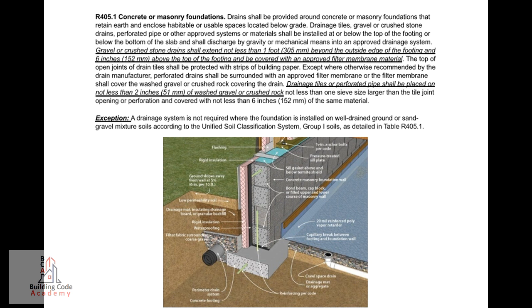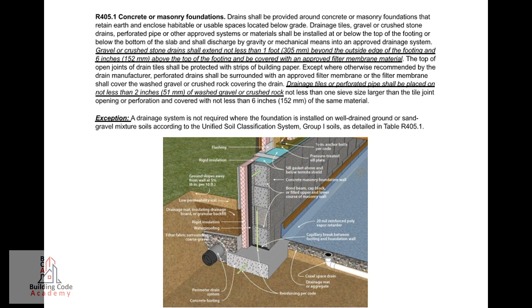Gravel or crushed stone drains shall extend not less than 1 foot, 305 millimeters, beyond the outside edge of the footing and 6 inches, 152 millimeters above the top of the footing, and be covered with an approved filter membrane material. The top of open joints of drain tiles shall be protected with strips of building paper. Except where otherwise recommended by the drain manufacturer, perforated drains shall be surrounded with an approved filter membrane, or the filter membrane shall cover the washed gravel or crushed rock covering the drain.